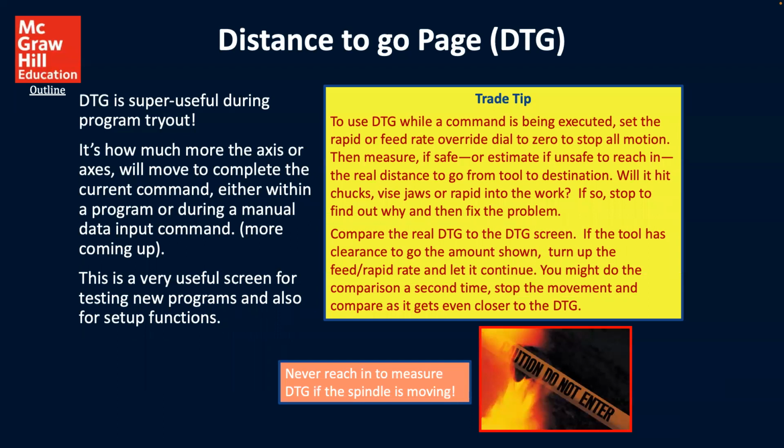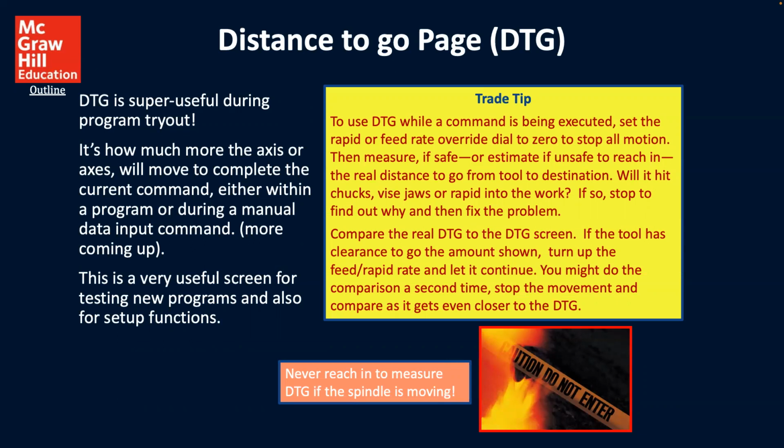So for a trade tip to use DTG while a command is being executed, set the rapid or feed rate override dial to 0 to stop all motion. Then measure if safe, or estimate if unsafe to reach in, the real distance to go from the tool to its destination. Will it hit chunks, vise jaws, or rapid into the work? If so, stop to find out why and then fix the problem.